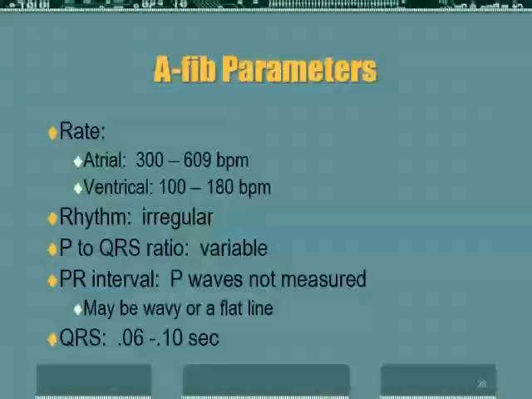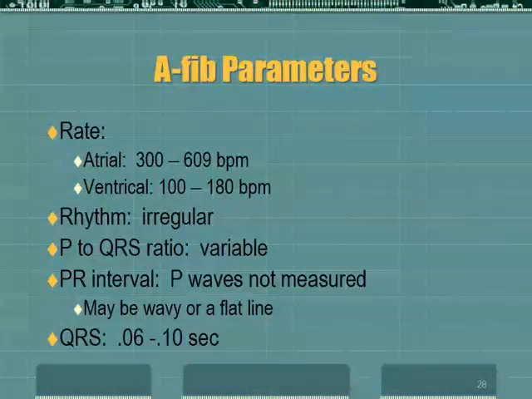So parameters for atrial fib: the rate can be anywhere from 300 to 600 for the atria. The ventricular response could be anywhere from 100 to 180. The rhythm may be regular or irregular. It just depends on how the heart responds to that. And the P to the QRS is usually variable. PR intervals, you're not going to really be able to measure P waves or a PR, as you can see, because it's basically just a real wavy type of line. The QRS is usually okay at 0.06 to 0.10.